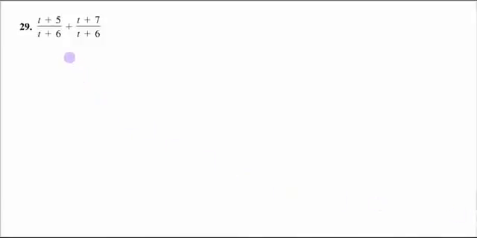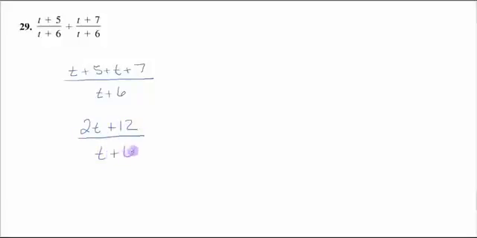Here let's add t plus 5 plus t plus 7 all over t plus 6. So I have a 2t plus 12 all over t plus 6. Now I cannot cancel anything because I don't have it factored. I can factor that numerator though, so let's factor that as 2 times t plus 6, and the denominator is t plus 6. Now you can see we cancel the t plus 6, and we're left with a 2 over 1, which is simply 2.